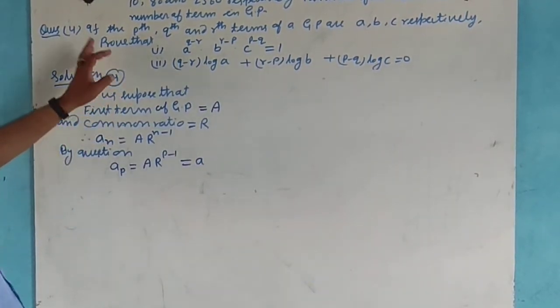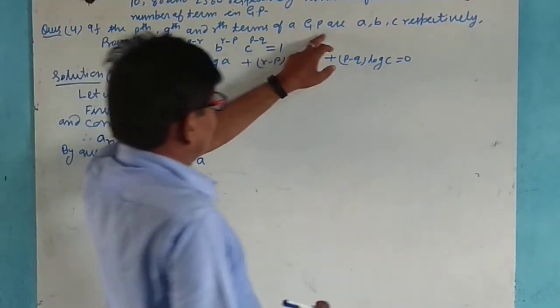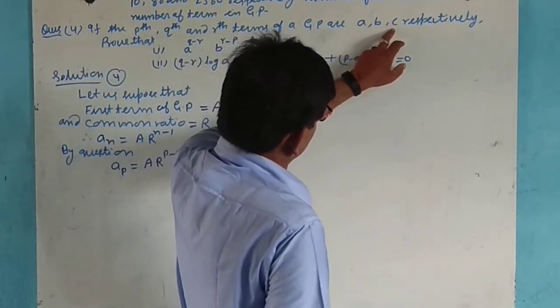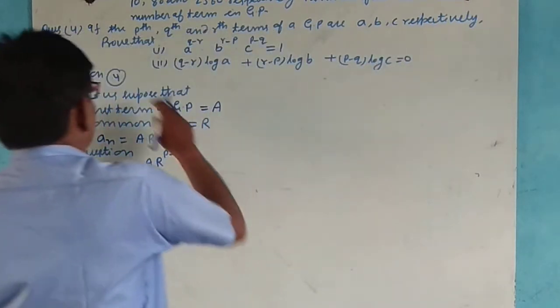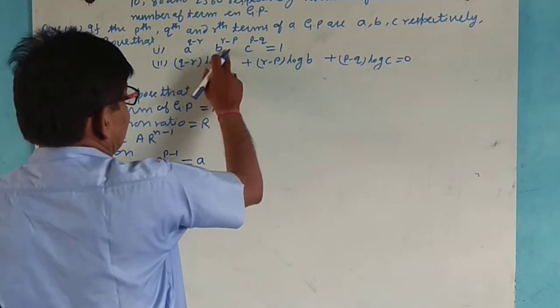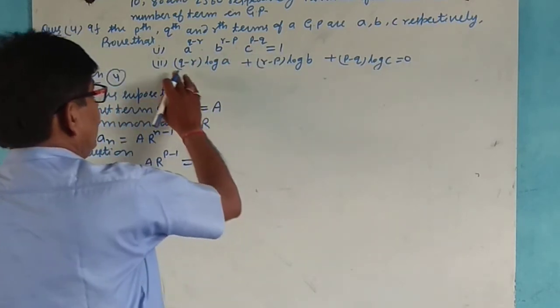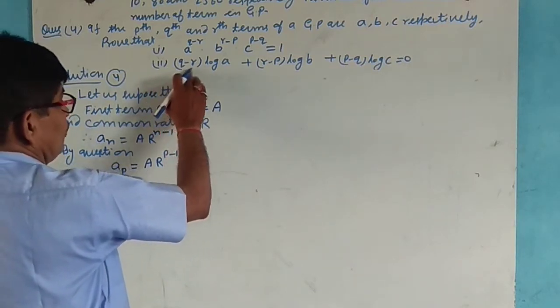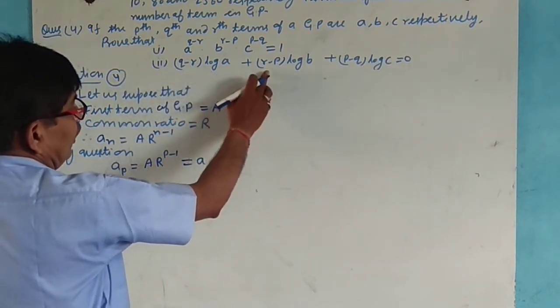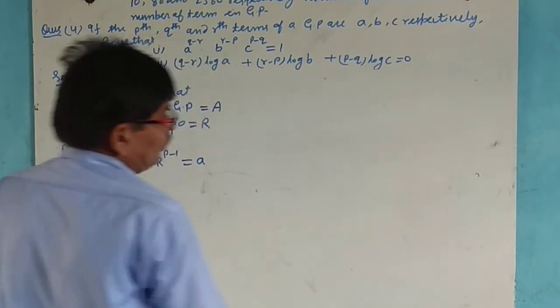Fourth question: if the pth, qth and rth terms of a GP are a, b, c respectively, then prove that a to the power q minus r into b to the power r minus p into c to the power p minus q is equal to 1, and second part, (q minus r) log a plus (r minus p) log b plus (p minus q) log c equals 0.